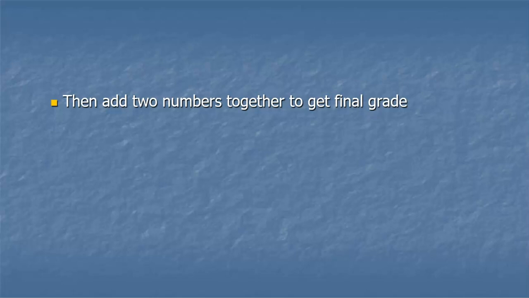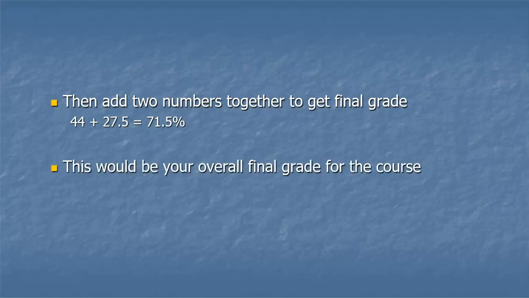Then I'm going to add the two numbers together to get the final grade. So the 50% from the exams was 44, and the 50% from the final exam is 27.5. And when you add those together, you get 71.5%, meaning my overall final grade for the course would be a 71.5 or a 72%, which would be considered a passing grade.